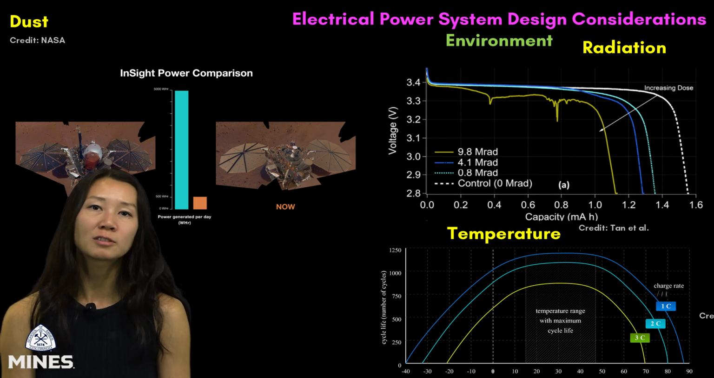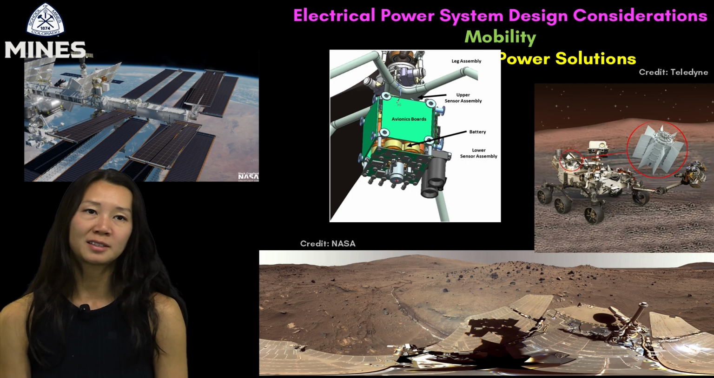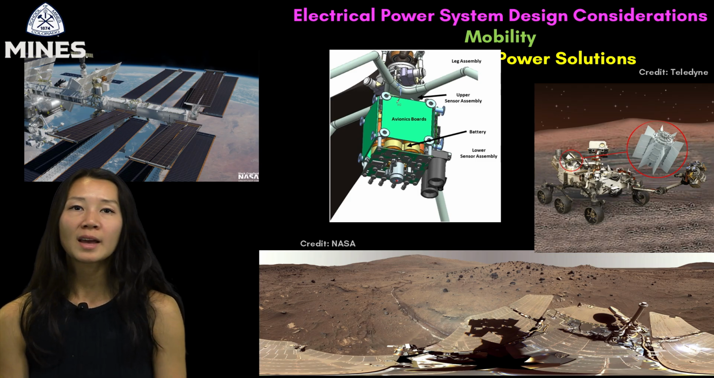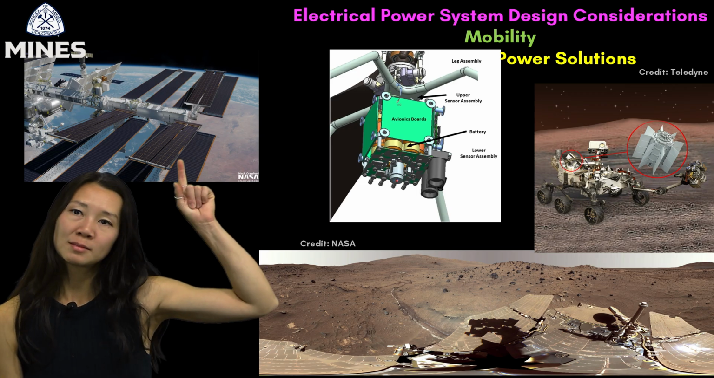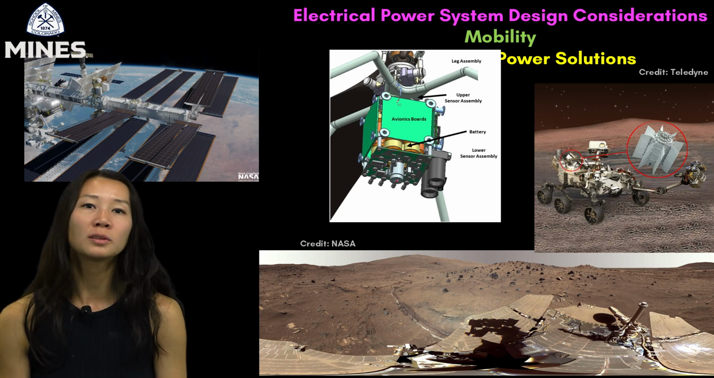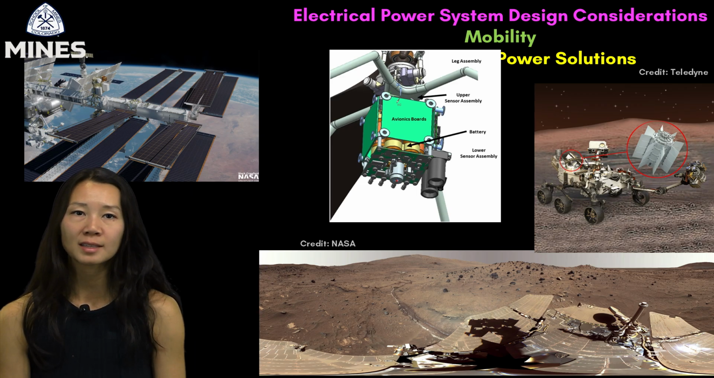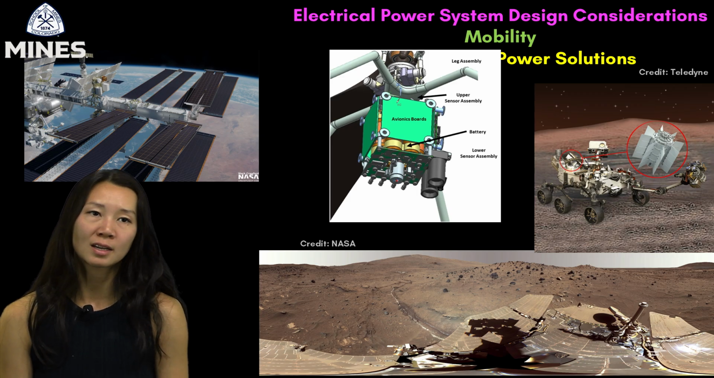component selection and redundancy. Another design consideration is mobility, both orbital and surface. That has a big impact on power strategy. For orbiting systems like the International Space Station, solar arrays are articulated on two axes to continuously track the sun.